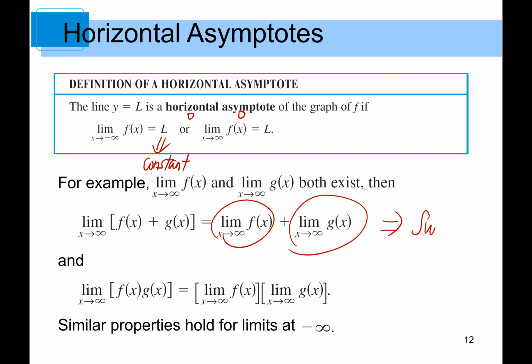We also get the product rule. The limit of the product equals the limit of f of x times the limit of g of x. And similar properties hold for limits at negative infinity, the sum rule and then the product rule.